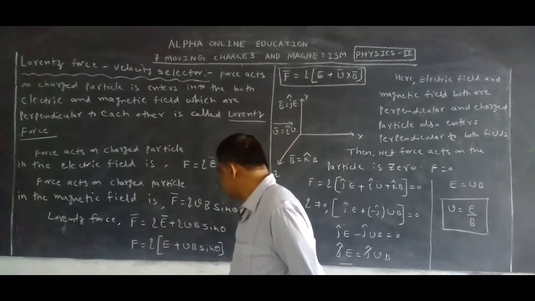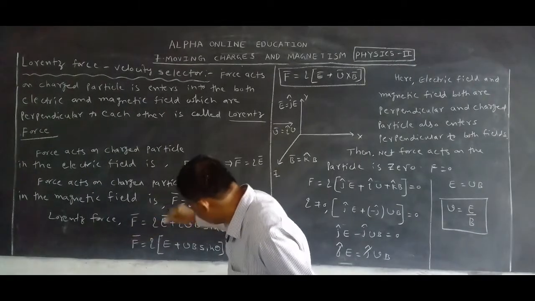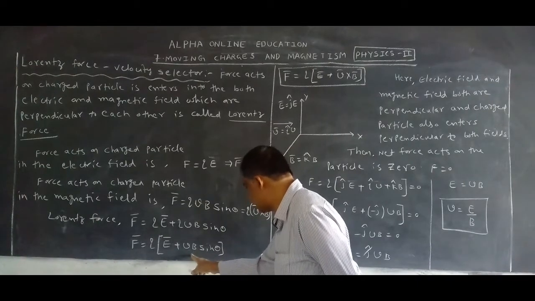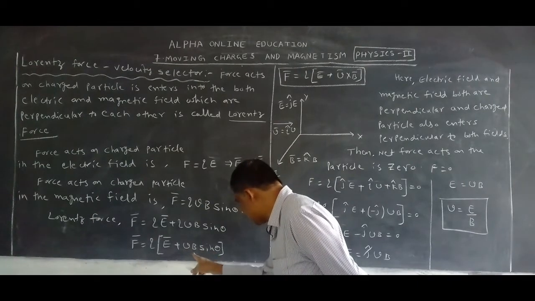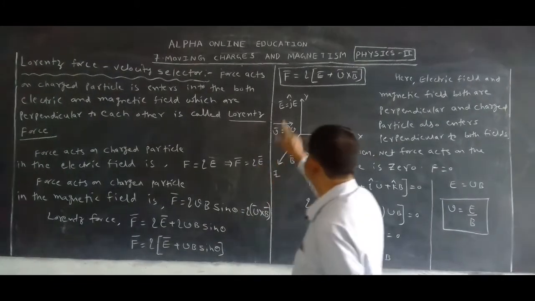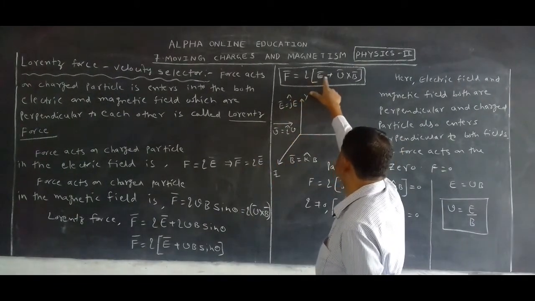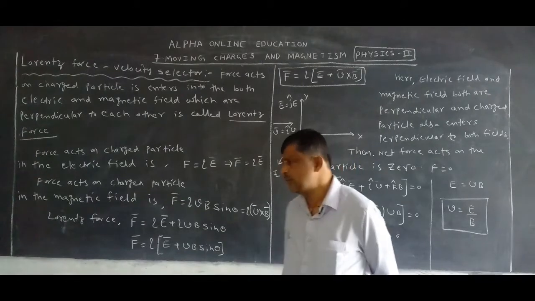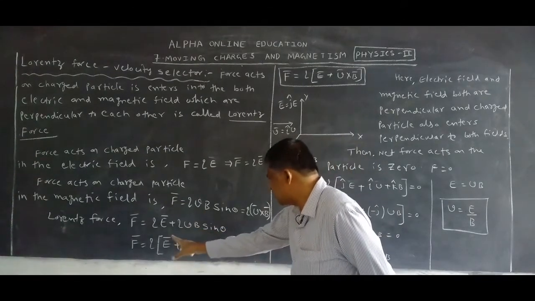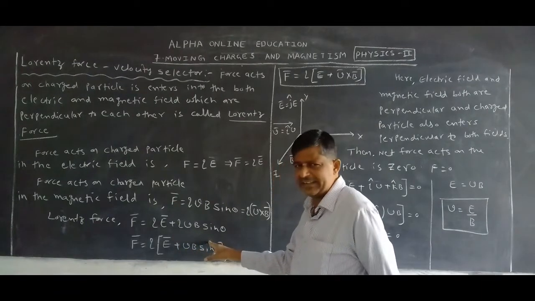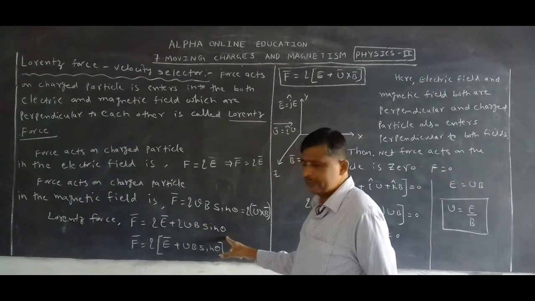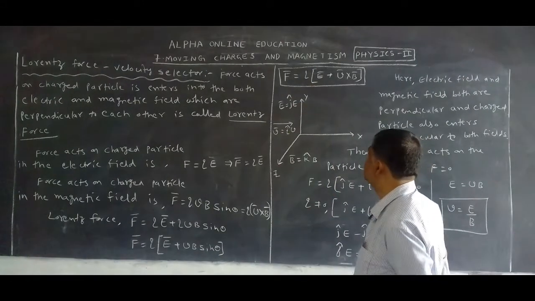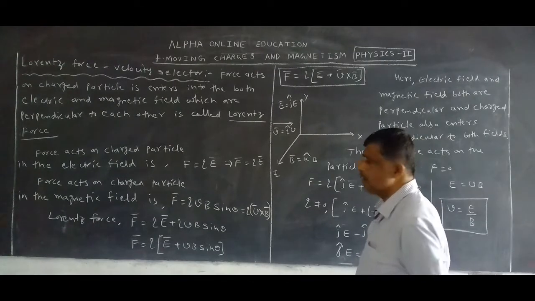Q is common. Taking Q common, we get V B sin theta, where theta is the angle between V and B. So what is the equation? F bar = Q (E bar + V bar cross B bar). What is the equation for the Lorentz force? F = QE + QVB sin theta. This is one expression. Another expression: F bar = Q (E bar + V bar cross B bar).